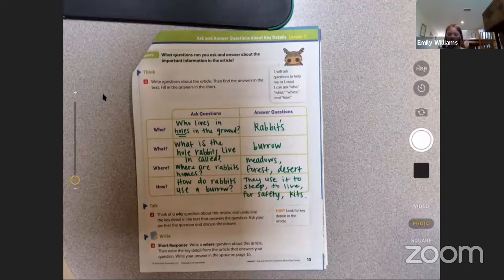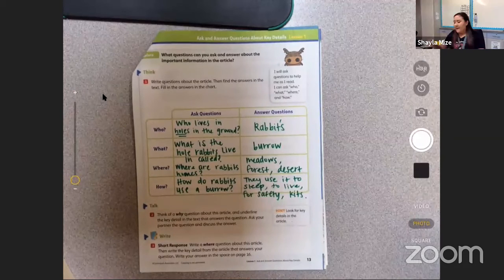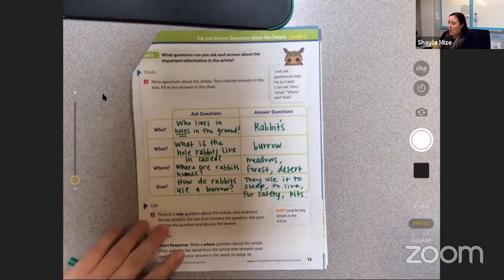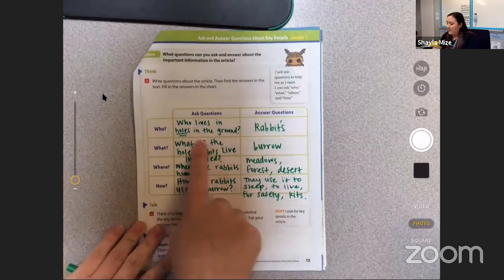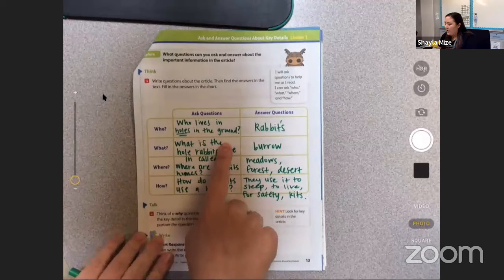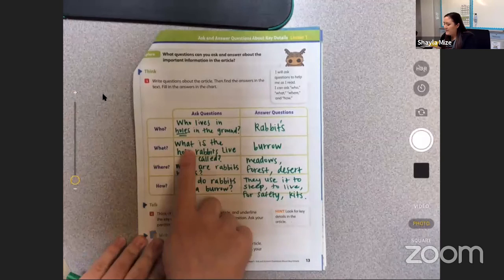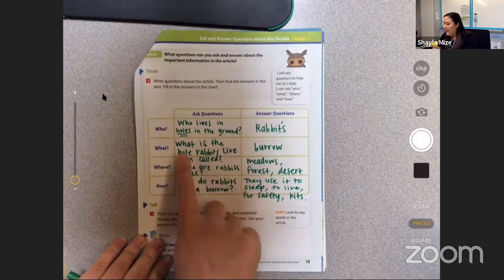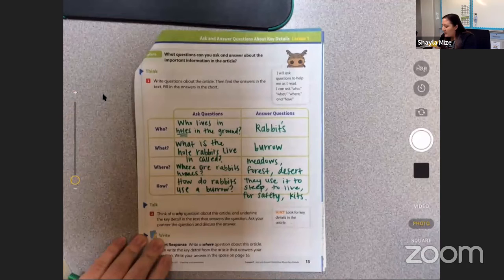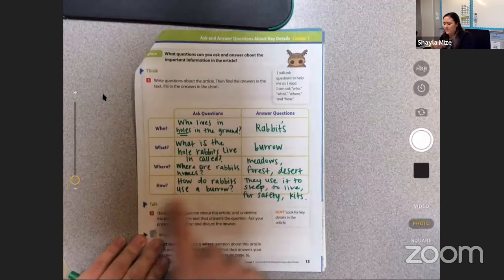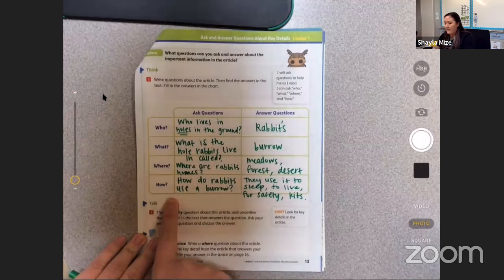Emily, you need to slow down. Okay, so our who question: who lives in holes in the ground? Our what question: what is the hole that a rabbit lives in called? Our where question: where are rabbits' homes? And our how question: how do rabbits use a burrow?